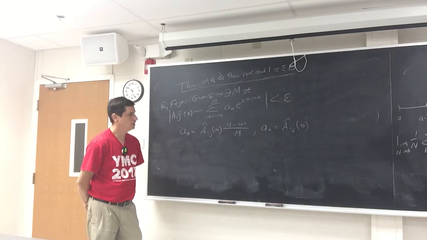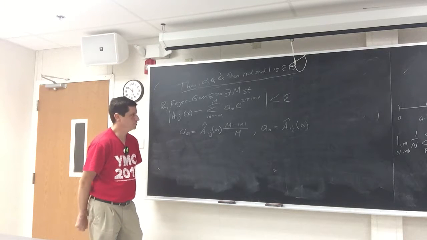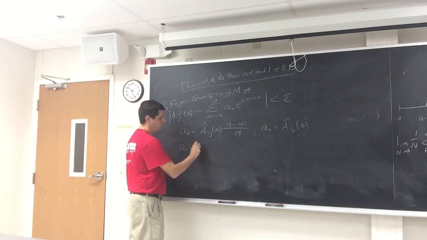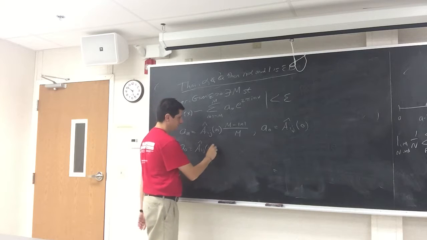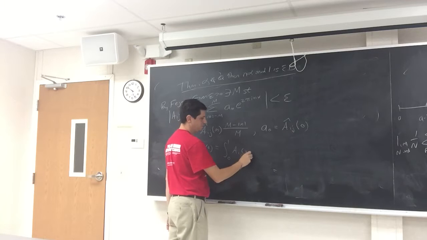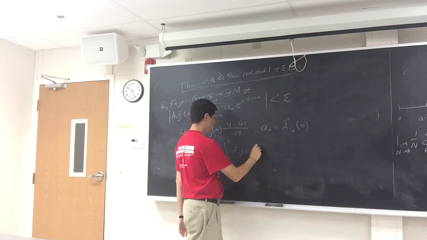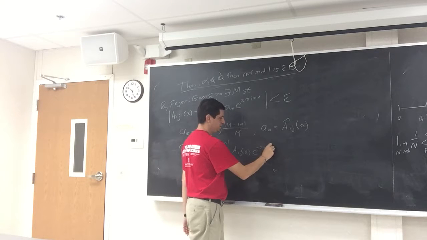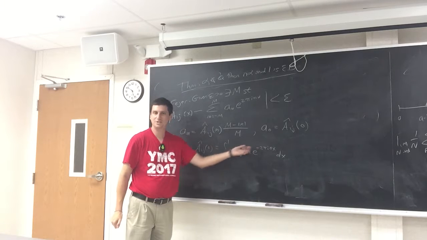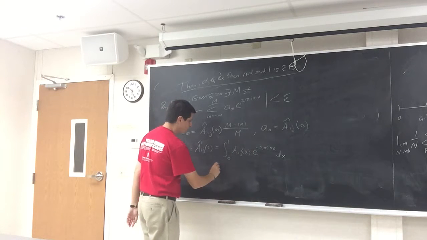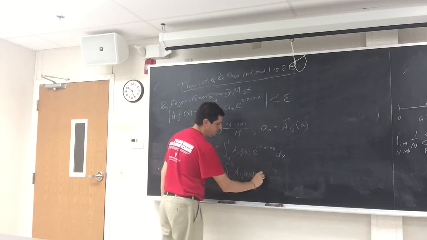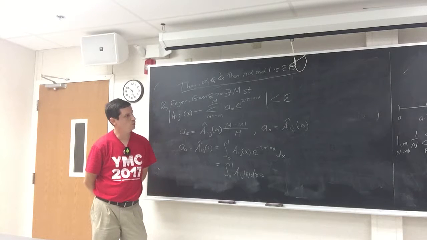OK, so a0 is just the 0th coefficient. What is the 0th coefficient? So a0 is a1j hat of 0. It's the integral from 0 to 1 of a1j of x e^(-2πi·0·x) dx. What's e^(-2πi·0·x)? 1. So this is just going to be the integral from 0 to 1 of a1j of x dx. It's just the area under that. What's the area under a1j of x?